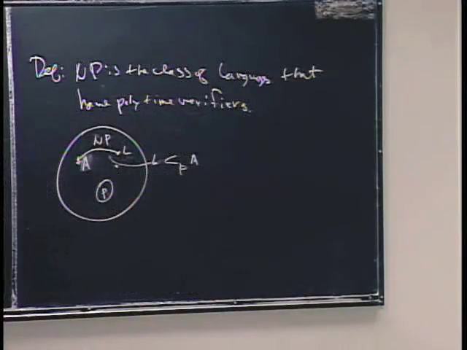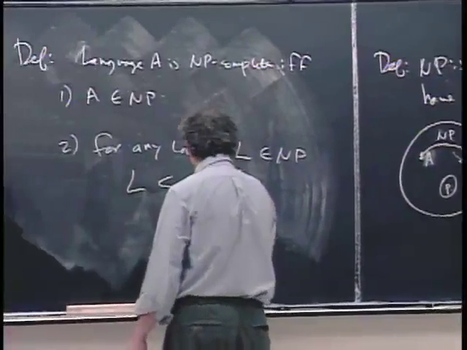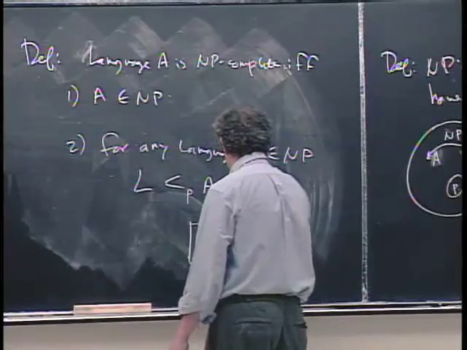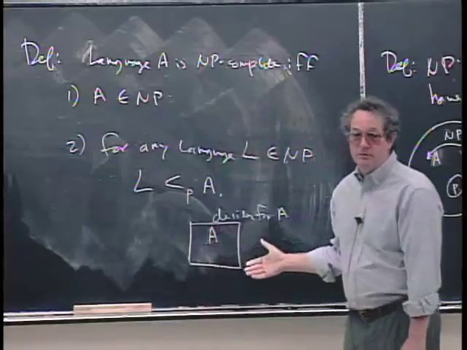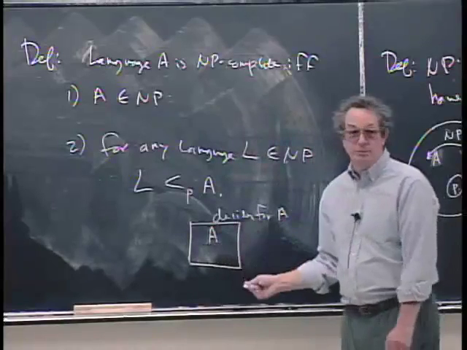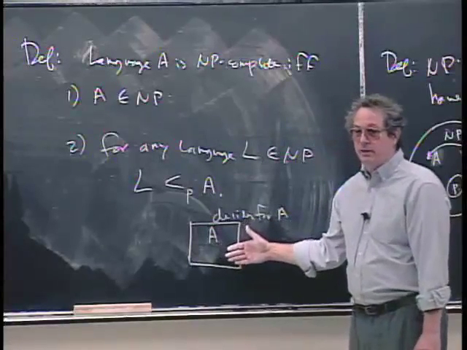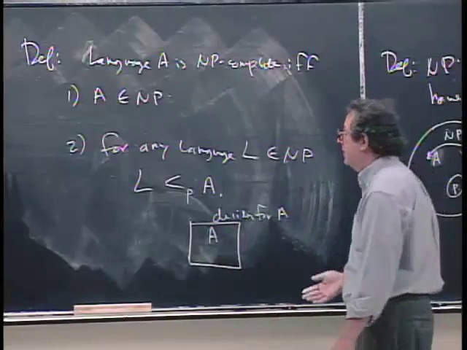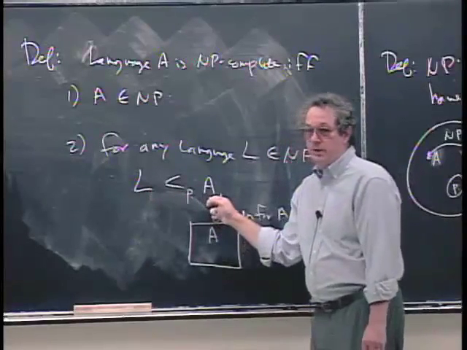It means, when you have a decider for A, you can build on top of it, and A is NP-complete. You can build on top of this decider a decider for any other language in NP, because for any other language L in NP, L reduces in polynomial time to A.